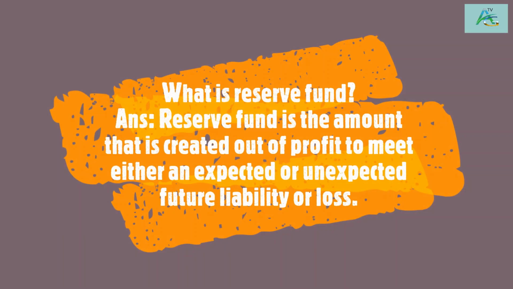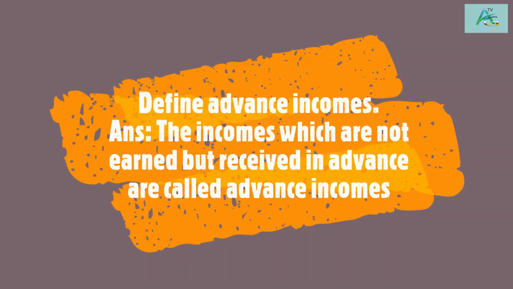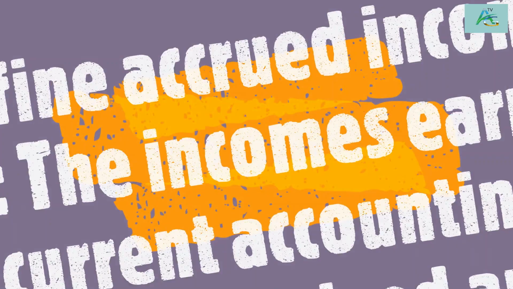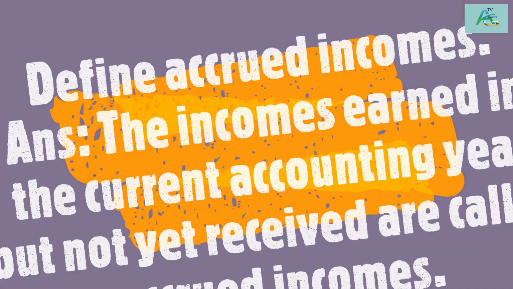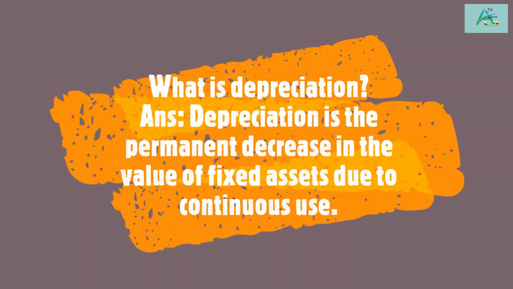What is reserve fund? Reserve fund is the amount that is created out of profit to meet either an expected or unexpected future liability or loss. Define advance incomes. The incomes, which are not earned but received in advance, are called advance incomes. Define accrued incomes. The incomes earned in the current accounting year but not yet received are called accrued incomes. What is depreciation? Depreciation is the permanent decrease in the value of fixed assets due to continuous use.